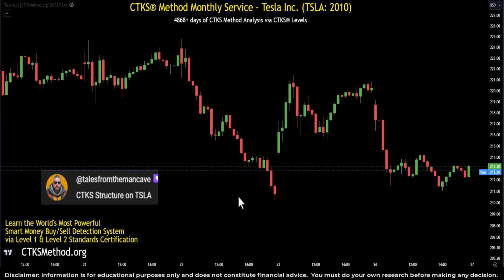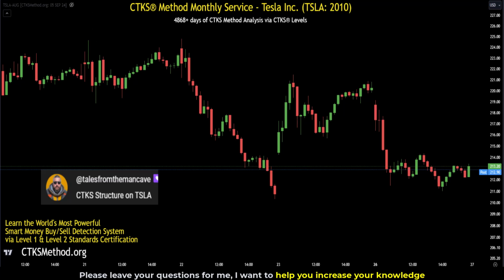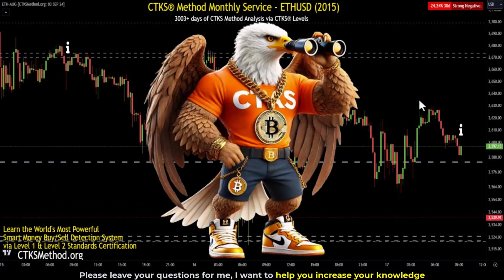Each day we go through the charts and you can see how powerful that markup is, especially when you combine it with the knowledge of intercorrelation and interconnection. You can either mark up your own charts with level 1 and level 2 standard certification, or you can get the indicator from CTKSMethod.org. It literally gives you X-ray vision into the market. One way to handle market volatility is to simply know where structural resistance levels are and structural support levels are.